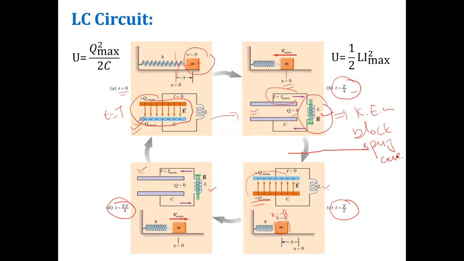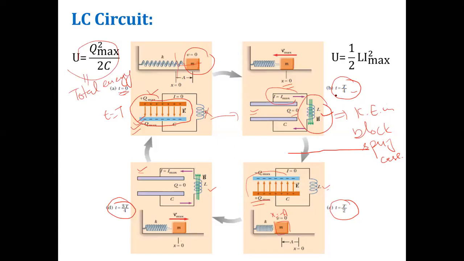The maximum energy that the capacitor can store is equal to Q squared over 2C. Since the maximum value of charge is Q max, the maximum energy would be equal to Q max squared over 2C, which is your energy at time t equal to 0, and this is also equal to the total energy, because there is no energy stored in the inductor at this point.